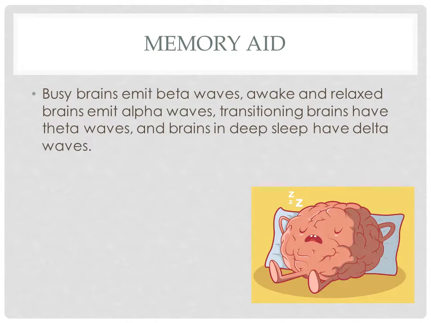So here's a little memory aid. I know that was pretty quick. I think this helps a lot. Busy brains emit beta waves. Awake and relaxed brains emit alpha waves. Transitioning brains have theta waves. And brains in deep sleep have delta waves. So busy, beta; awake and relaxed, alpha; transitioning, theta; deep sleep, delta.